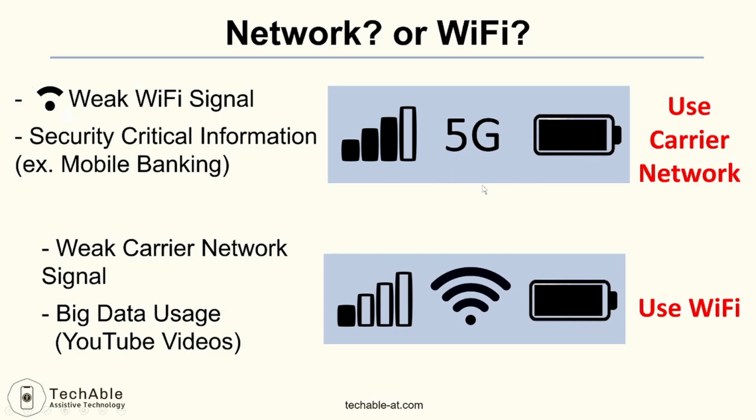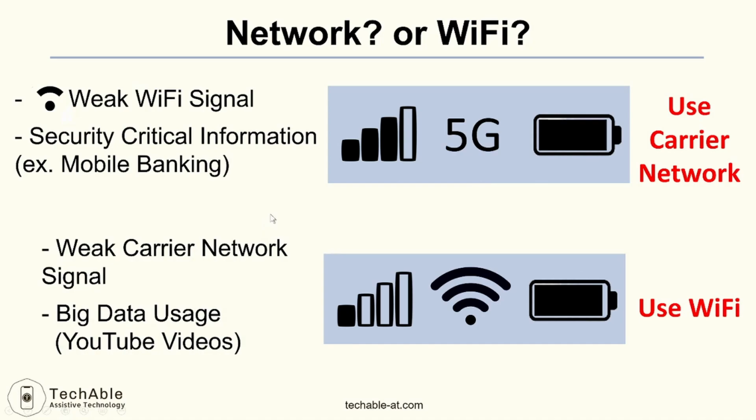Another example is when you look at security critical information from your phone, such as using a mobile banking app to check the balance on your bank account, then I suggest you use the carrier network and not the public Wi-Fi. Because with public Wi-Fi, other people can also easily connect to the Wi-Fi and your information can be exposed to other people.